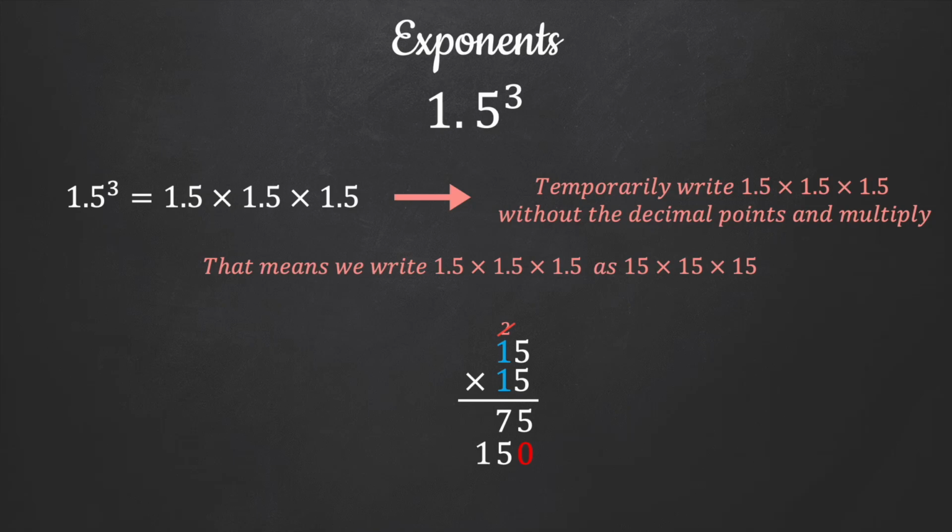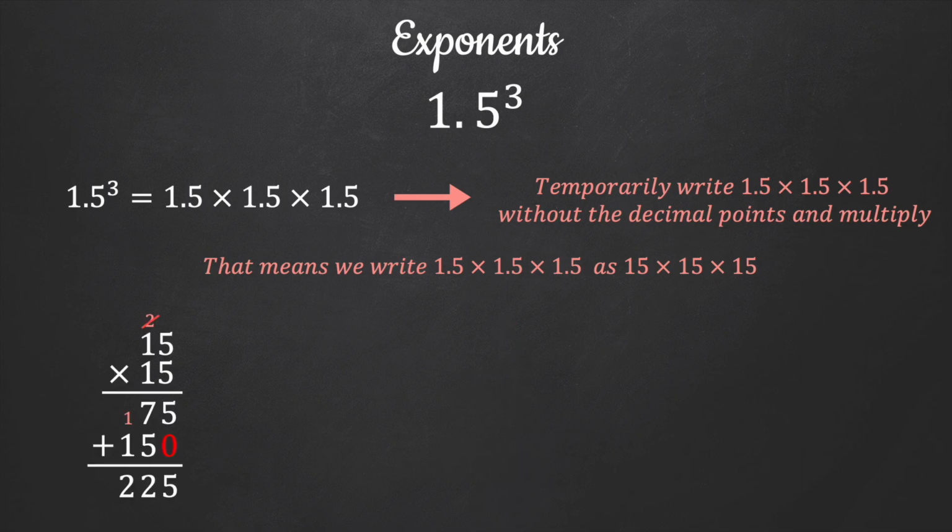So now we're going to go ahead and add. 5 plus 0 is 5. 7 plus 5 is 12. So we bring down the 2 and carry over the 1. And 1 plus 1 is equal to 2. So that means that 15 times 15 is equal to 225. We're going to take that product and multiply it by another 15 because we're multiplying 15 times 15 times 15. And we're going to go ahead and multiply.